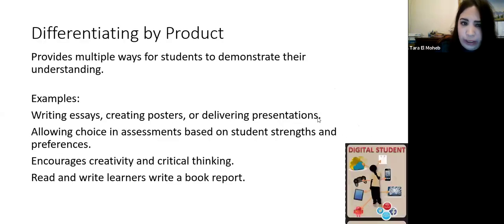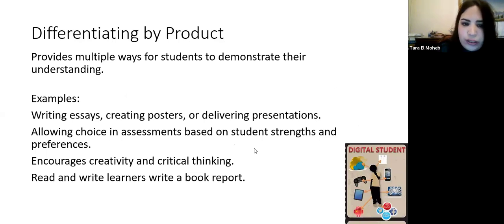Differentiating by product provides multiple ways for students to demonstrate their understanding. Examples, they can write essays, for the people who work with their hands, creating posters or delivering presentations. Delivering presentations to people, for example, who are good with verbal communication.